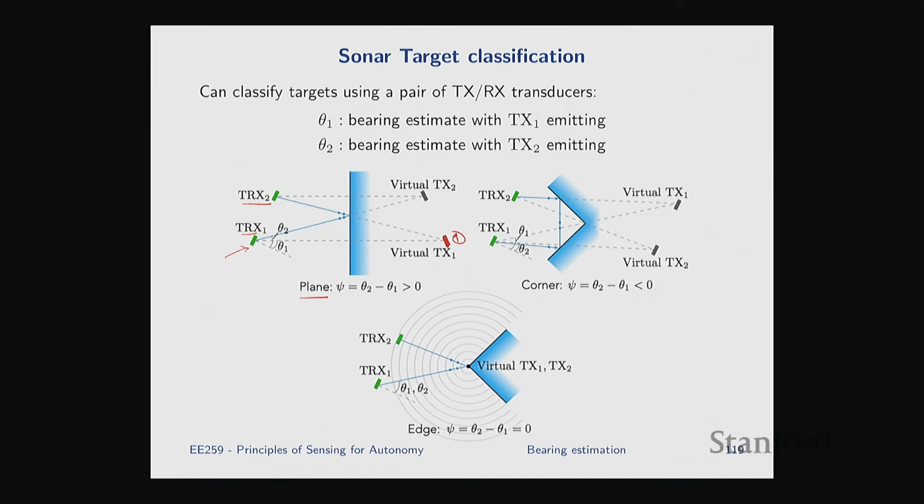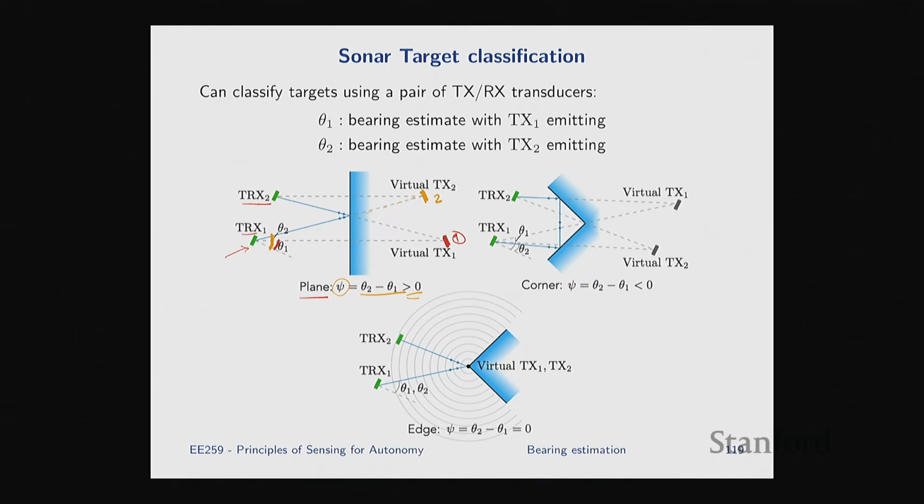And what DOA do you measure? Well, we measure theta 1, which I'm going to highlight in red. Then TX2 fires. What is the virtual transmitter for TX2? Highlighted in orange, that's number 2. Again, you just reflect TX relative to the plane. And what DOA do you measure with 2? You measure this larger angle, highlighted in orange, theta 2. So if you compare theta 1 and theta 2, or look at their difference, which we call psi, which is theta 2 minus theta 1, you see it's a positive value.